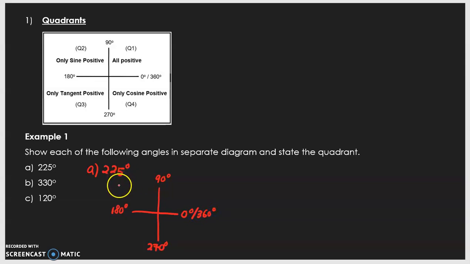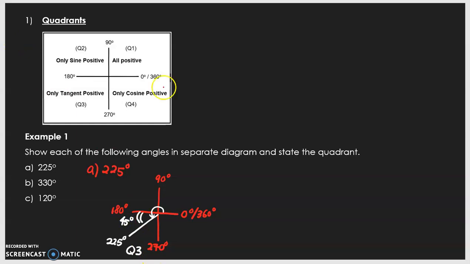So 225 is around here. Here is 180 until 270. So 225 degrees is around here. So here is quadrant number 3. And we have to learn how to find this angle based on the x-axis. So 225 minus 180 is 45 degrees. So here is 45 degrees.